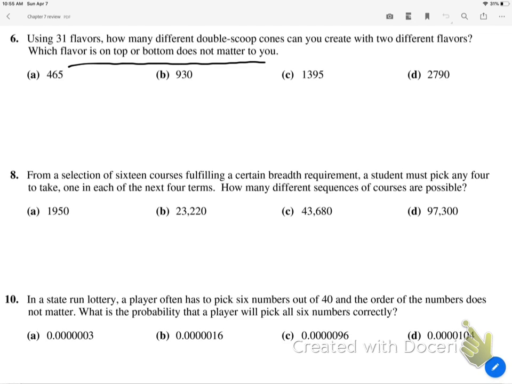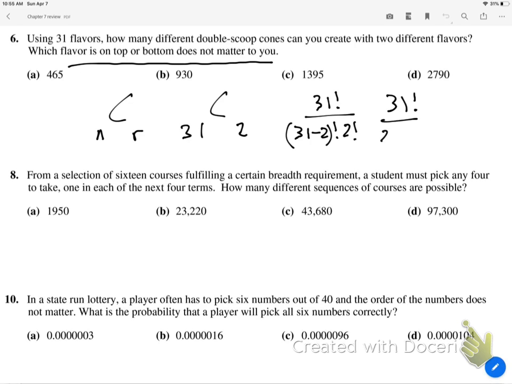Now then, this is a combination question. So there are 31 different flavours, and you're going to pick 2 from each. So, combination: 31 factorial over 31 minus 2 factorial, times 2 factorial. So again, 31 factorial over 29 factorial, 2 factorial.